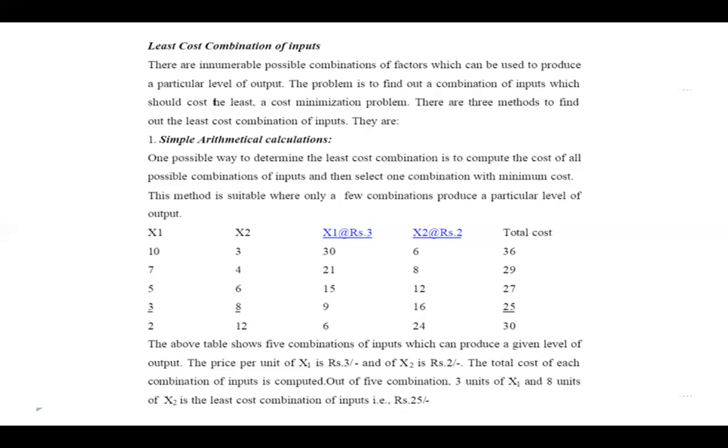So what does this table indicate? The above table shows 5 combinations of input which can produce a given level of output. The price per unit of x1 is rupees 3 and x2 is rupees 2. The total cost of each combination of input is calculated, and out of the 5 combinations, the combination of 3 units of x1 and 8 units of x2 is the least cost combination of input, because at that combination the farmer or producer gets the lowest cost, that is 25. So this is called the simple arithmetic calculation method.